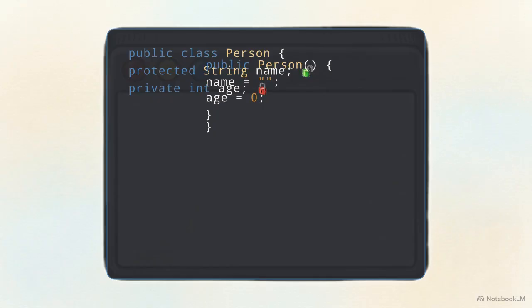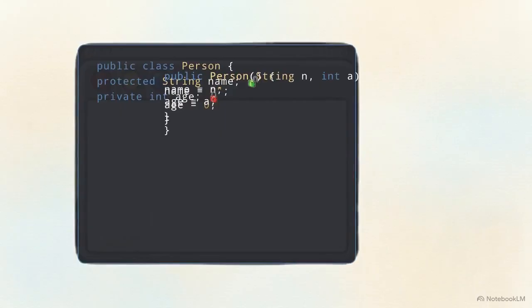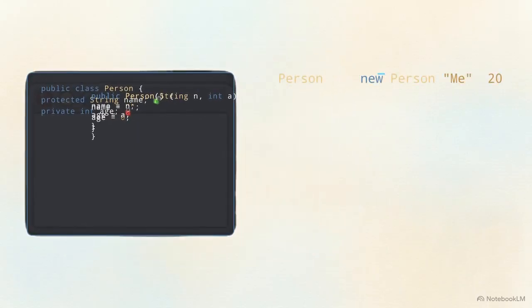To actually use this class, we provide two ways to initialize it. The default constructor sets a baseline, giving us an object with blank or zeroed out values. The parameterized constructor requires specific data inputs up front, allowing us to populate the object the moment we create it. Both methods share the exact same class name, but their distinct parameter lists tell the program which one to execute.